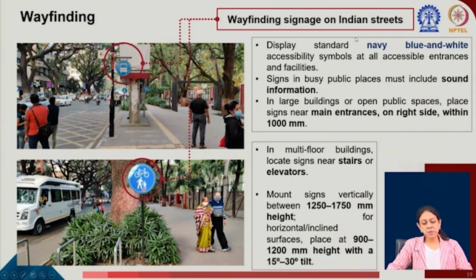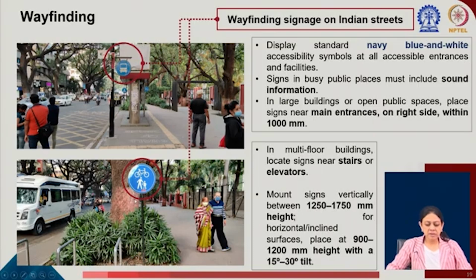So wayfinding signage, we can see this on Indian streets also. We just saw in our earlier lecture what the preferred color combinations are, so blue and white. Now here I would like to highlight one thing: why are some color combinations accepted more? Because there are color blind persons also. Foreground contrast is important. Certain color combinations are not recognizable by people who are color blind. Therefore it is important that you have color combinations which everybody can understand.